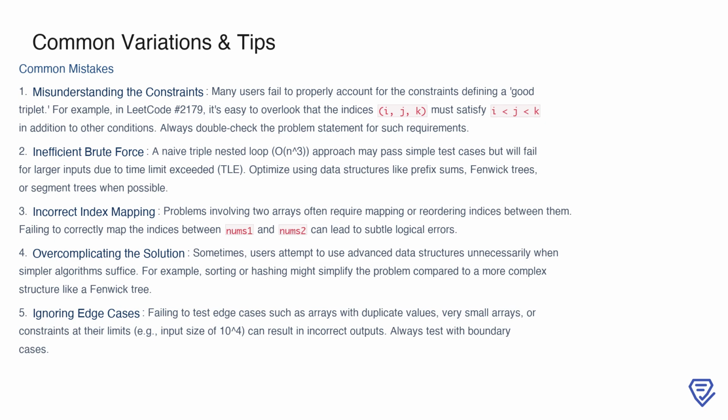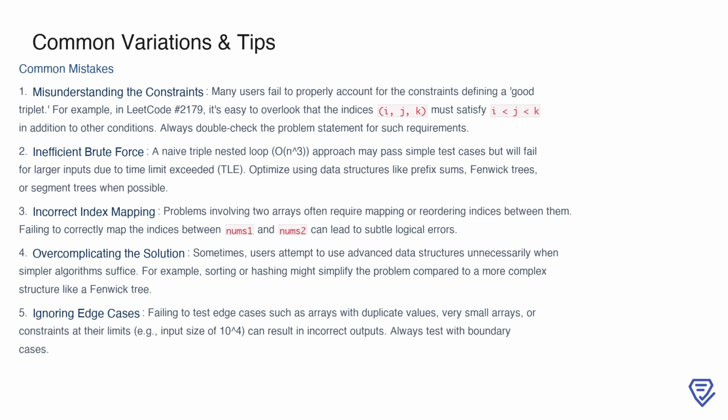Another mistake is relying on an inefficient brute force approach, such as a triple nested loop. While this may work for small test cases, it will almost certainly fail on larger inputs due to time limit exceeded errors. Instead, you should focus on optimizing your solution, potentially using data structures like prefix sums or Fenwick trees. Additionally, problems involving multiple arrays often require careful index mapping. If you don't properly align indices between nums1 and nums2, you might introduce subtle logic errors.